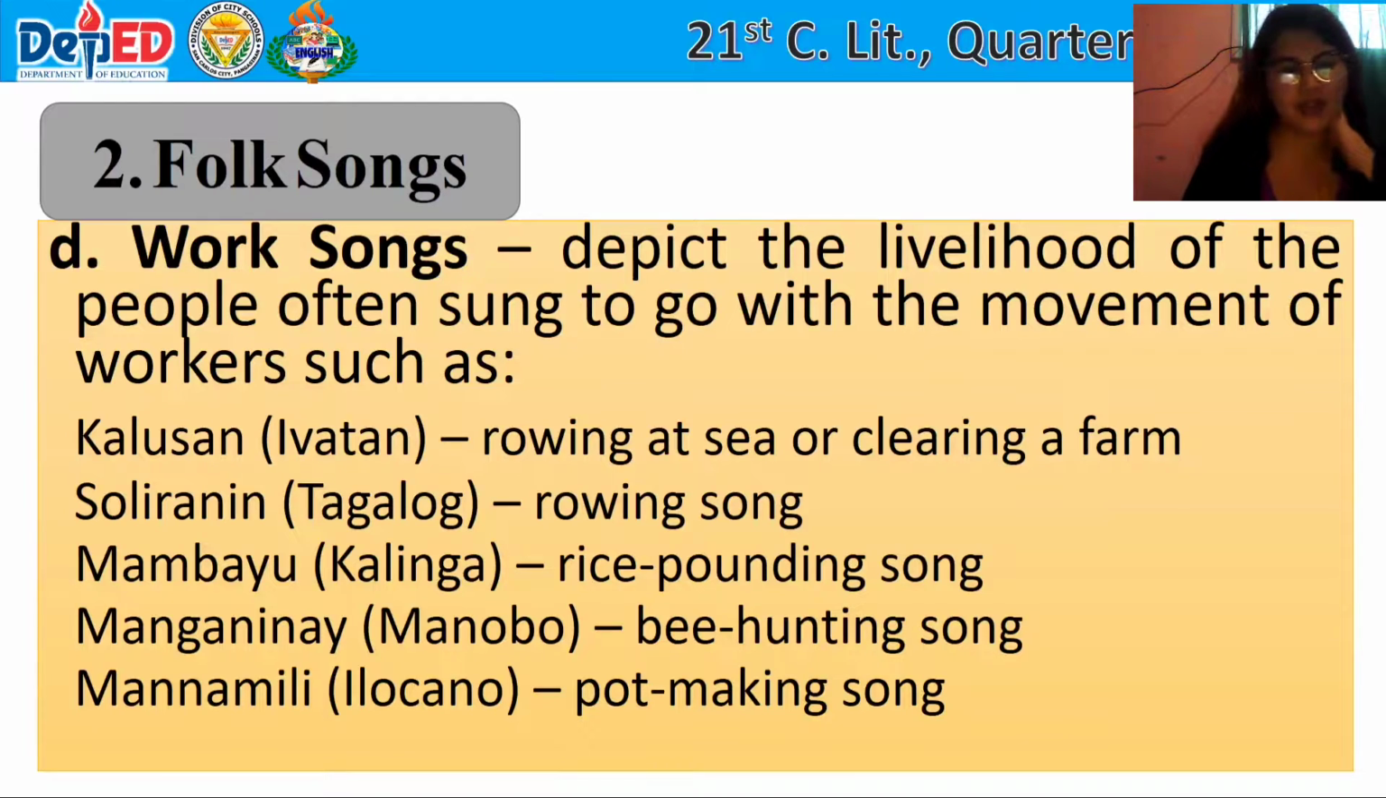Next, in Manobo dialect, we have Mga Ninay. This is actually a bee hunting song. So, there are maybe some Filipino natives who hunt bees, maybe for their living, or maybe they're using honey for personal purposes in their local homes. So, they're singing this Mga Ninay for the good production and good hunting of honey and bees. Okay. While in Ilocano, we have Manamili. Manamili is being sung by our kapwa Ilocano while they're making clay pots.